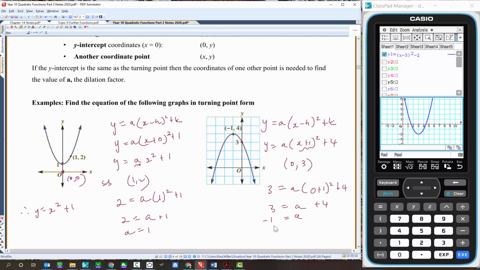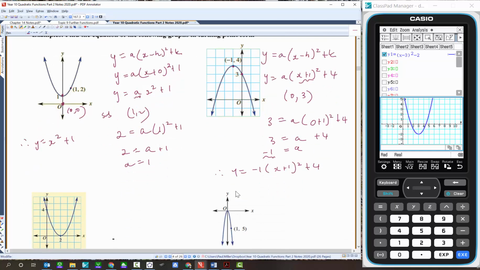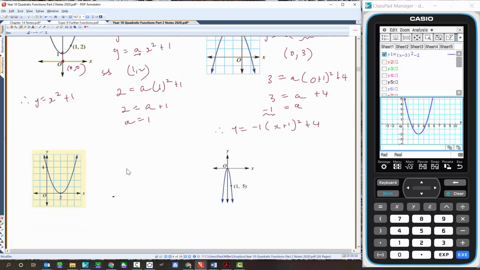Negative 1 equals a. Okay, so the a value will sort itself out with a coordinate point. So it'll tell you whether the a value is negative or positive. Okay, so therefore our equation is y equals negative 1 x plus 1 all squared plus 4. Don't really need to write negative 1 there, just negative would be fine. All right, let's try this one here.